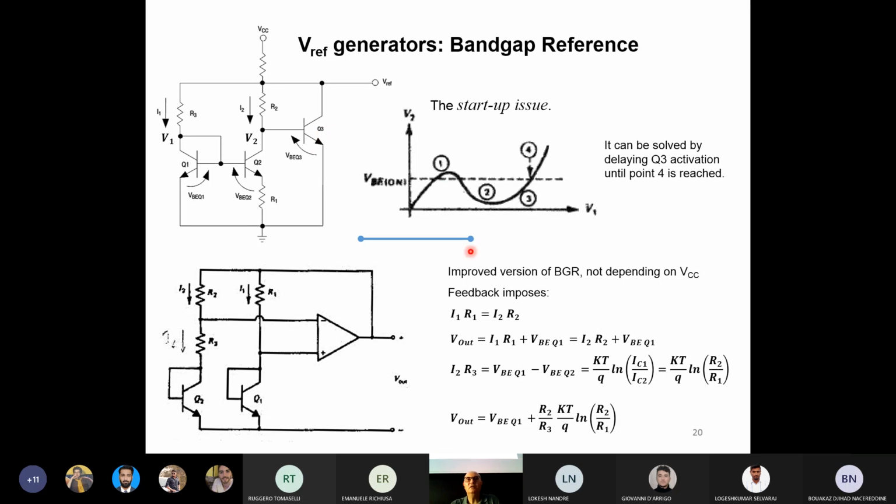If Q3 turns on when the voltage on V1 is small, probably this transistor Q3 will drain all the current, and so the increase in VCC will not propagate here. Basically, the danger of this circuit is that when you turn on the system, there is a chance that the system locks here instead of here. So we will not get an output voltage that is Vref. You will get something which is probably close to VB, 0.6 volts. Why? What we did in the past was designing the system for this point here.